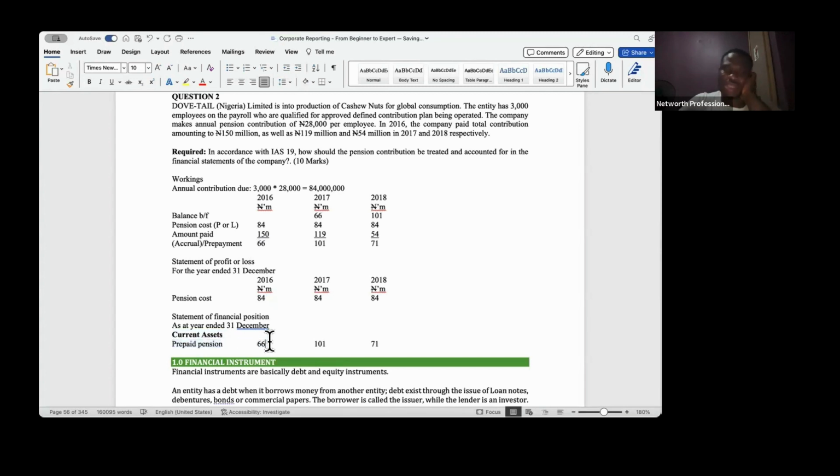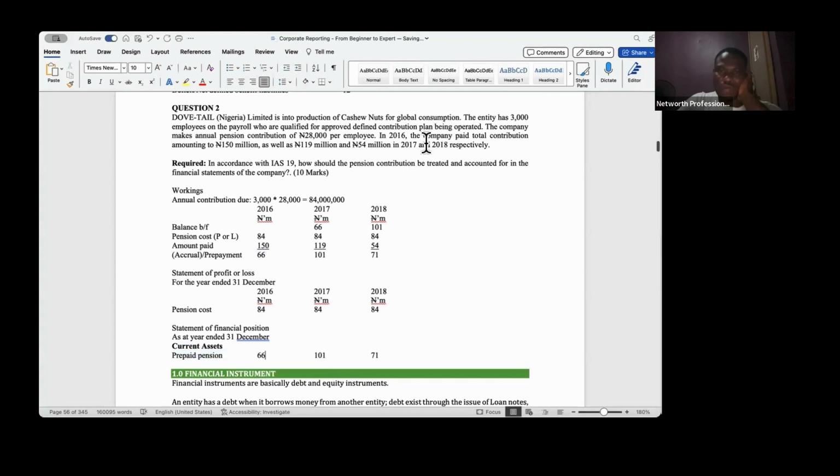66 million. And that's it for year one. For 2007, they paid 190 million. Again, they were supposed to pay 84 million, but they paid 190 million. That means they have overpaid again. Whatever you get, don't forget that there is still an outstanding overpayment of 66. So that has increased the overpayment by 101.